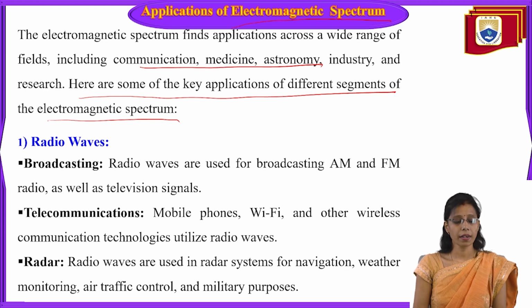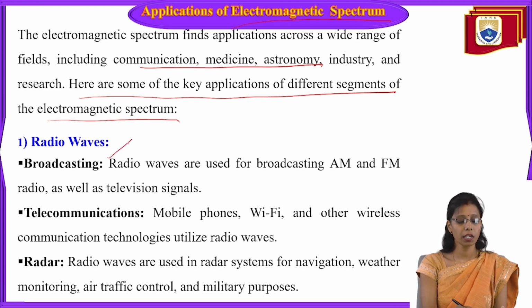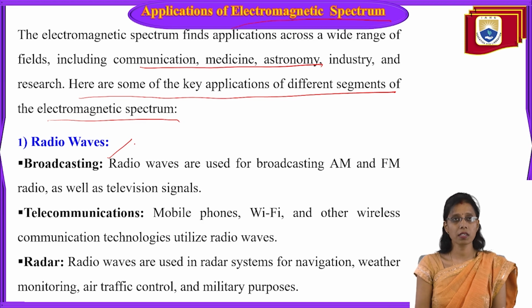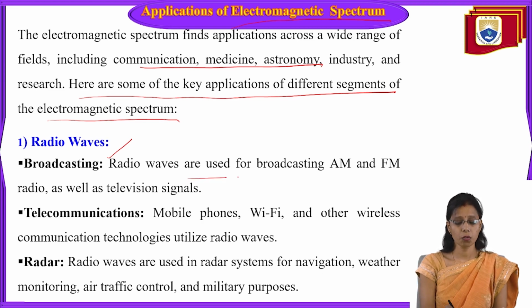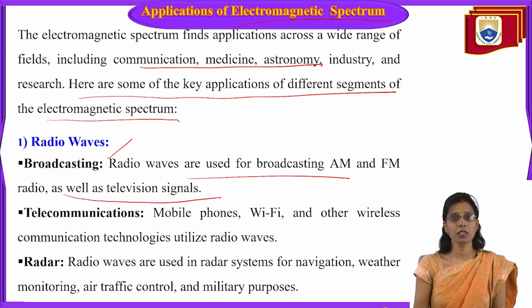Broadcasting: radio waves are very helpful in broadcasting. What is broadcasting? Radio waves are used for broadcasting AM and FM radio as well as television signals. Daily we are able to watch television without any disturbance because of radio waves. As in this region the active sensor works, it gives us all-time capability, so at all times we are able to watch television and receive radio signals.